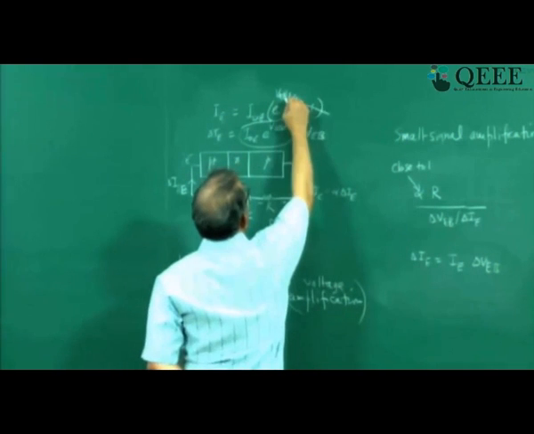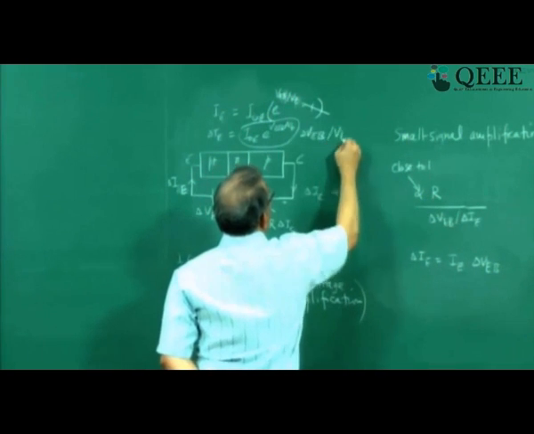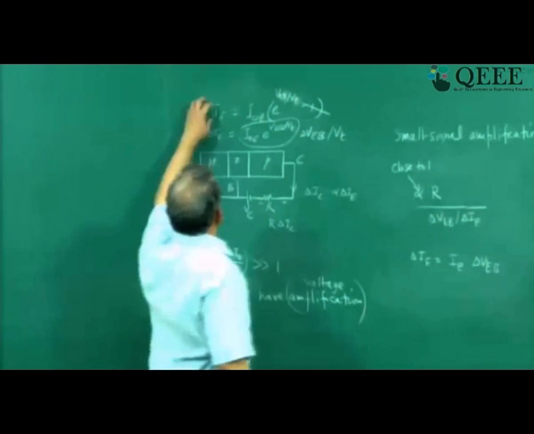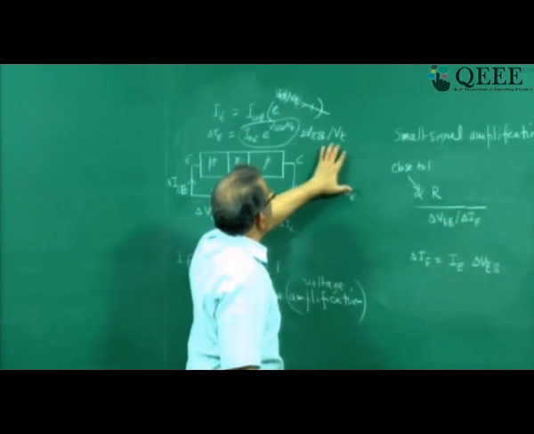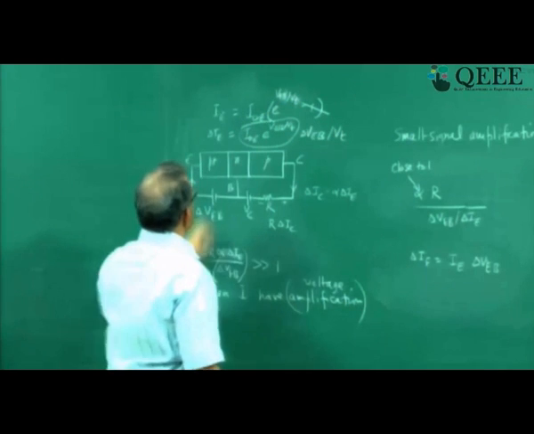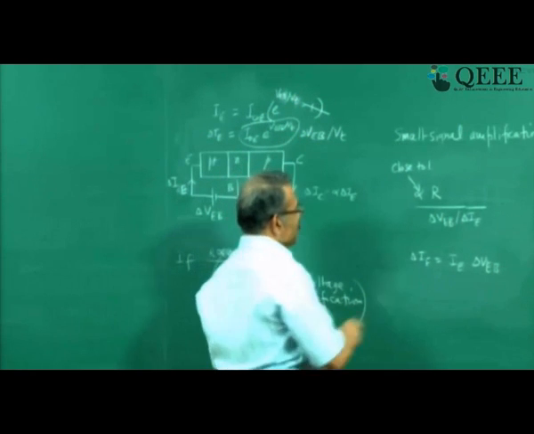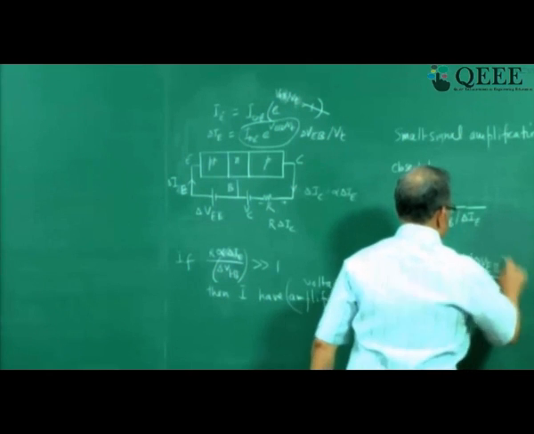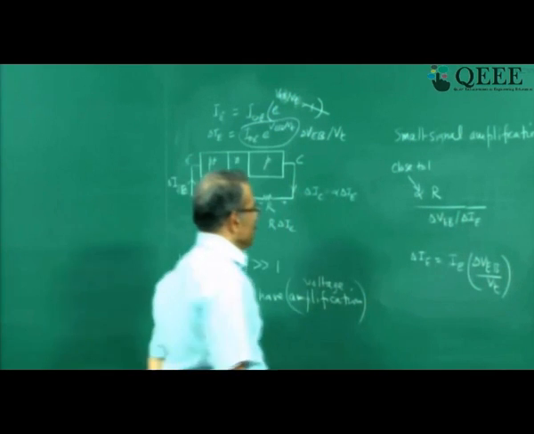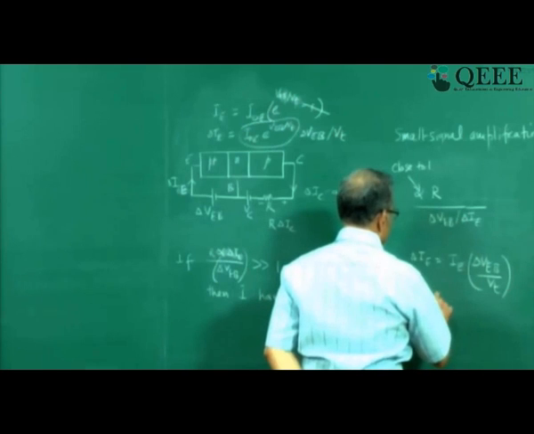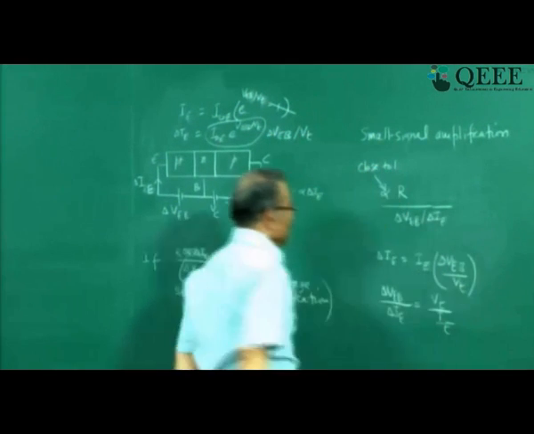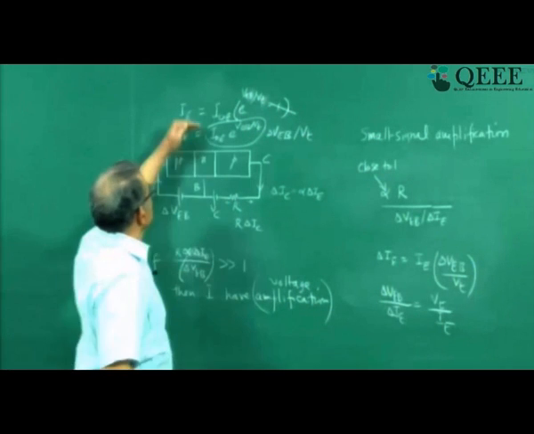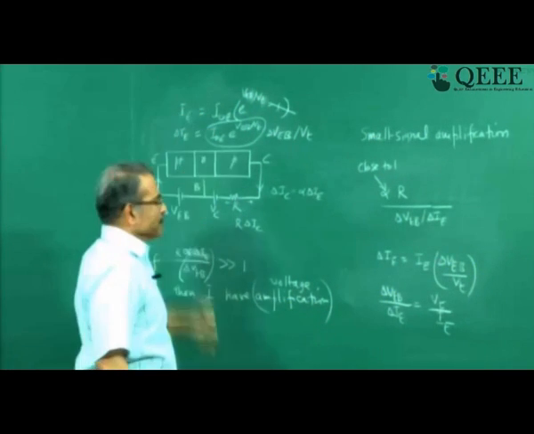Now I should also include the VT. So when I differentiate this, delta IE is equal to I naught E into exponential VEB by VT into delta VEB by VT. So from here I can get delta IE by delta VEB, and that is what is written here. From here I get delta VEB by delta IE is equal to VT by IE. That is what I get by differentiating this diode equation.